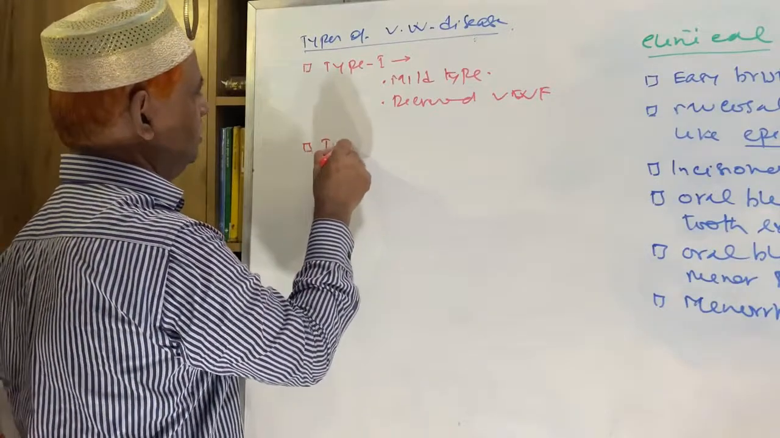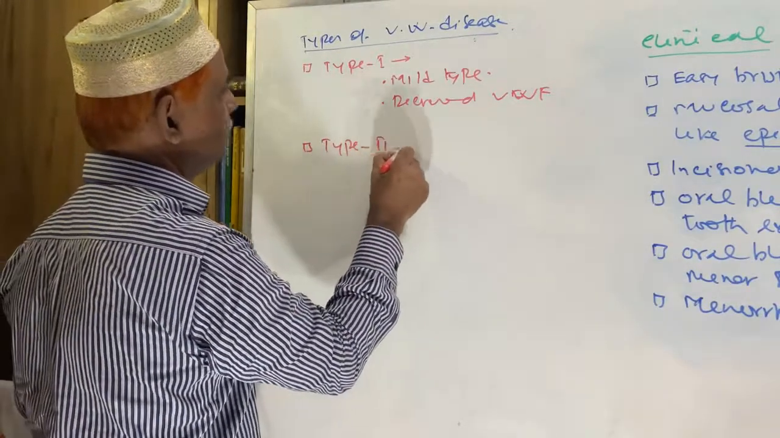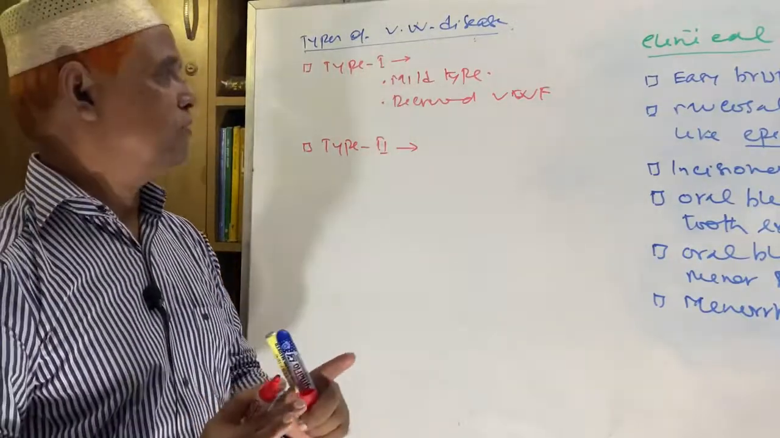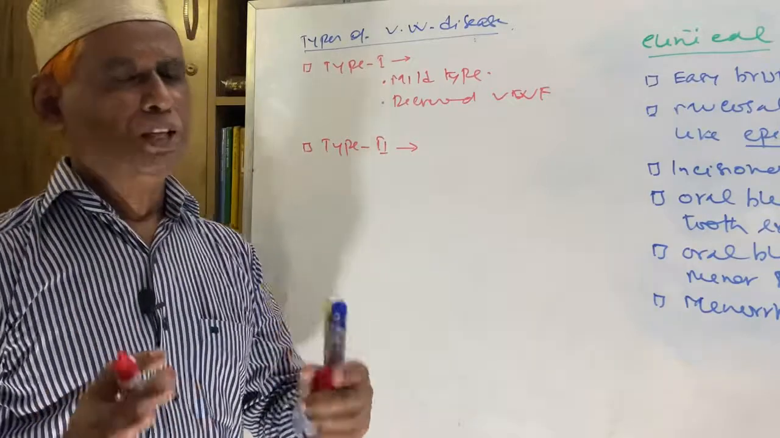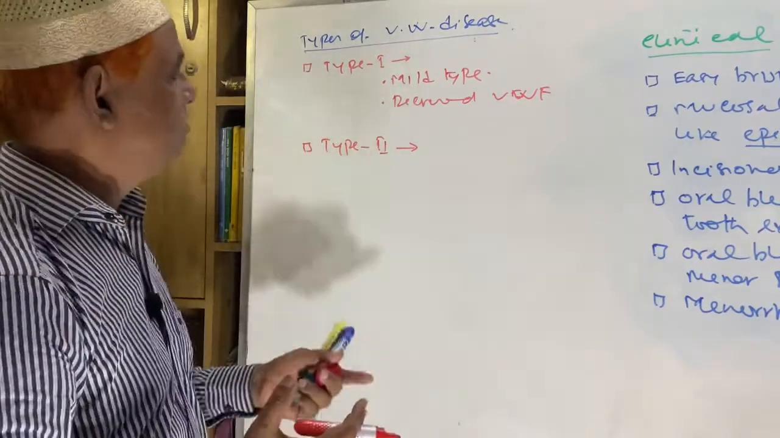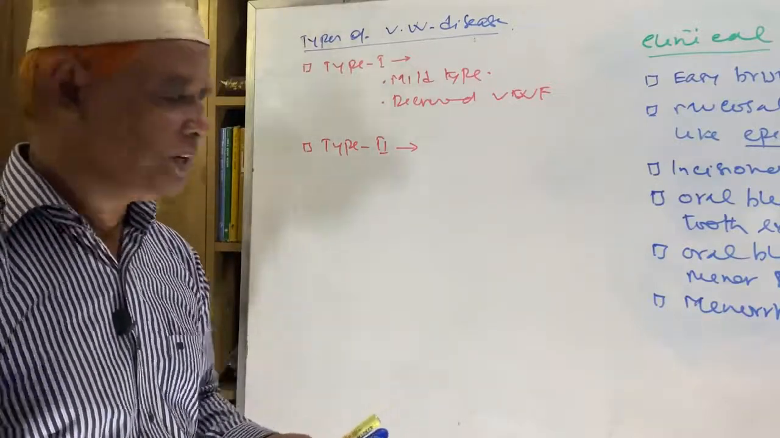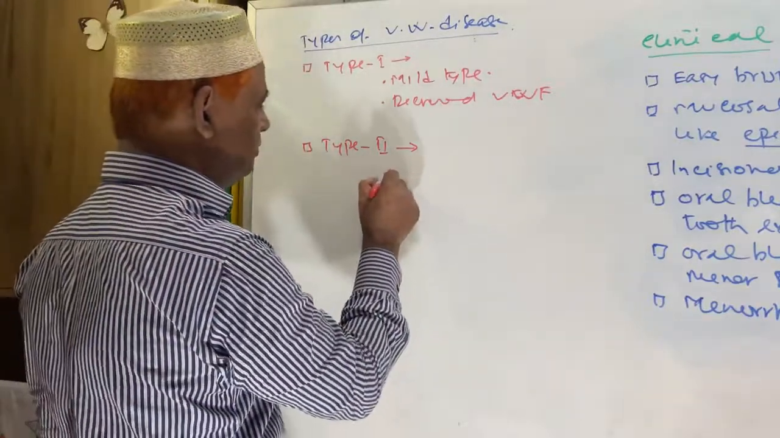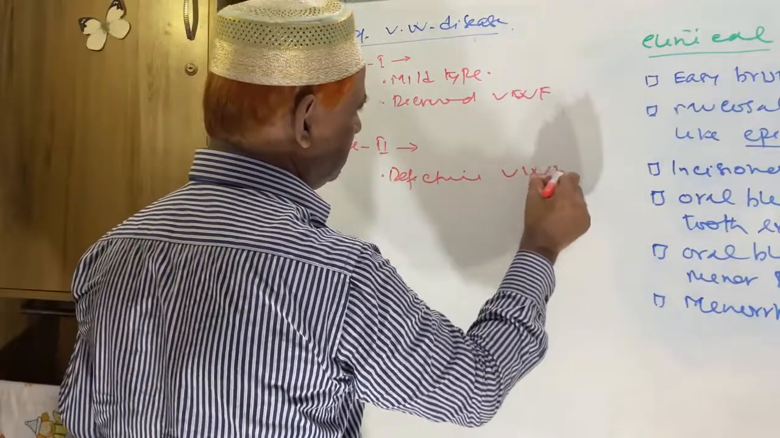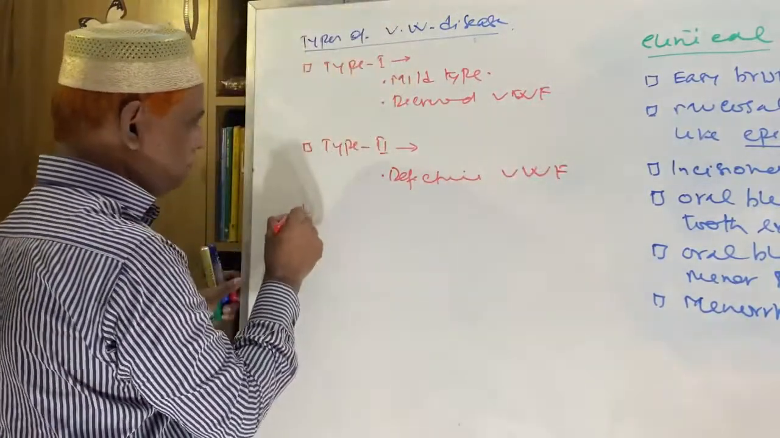Type 2. Here there is no decrease of von Willebrand factor. The plasma level of von Willebrand factor is almost normal, but the von Willebrand factors are defective.